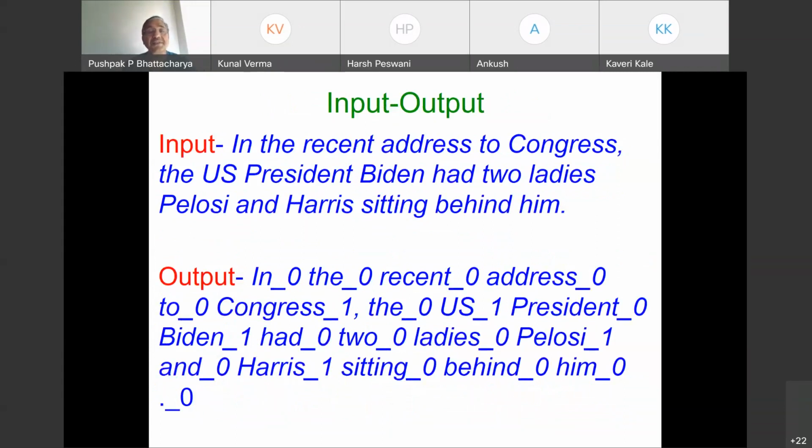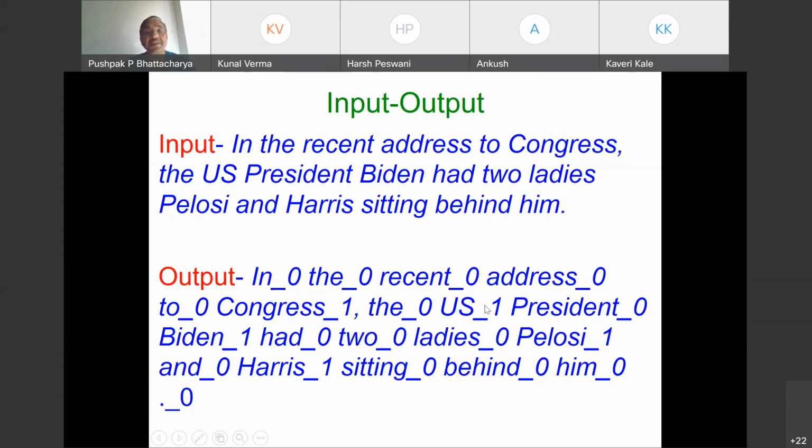So to concretize the situation a little more, if the input is: in the recent address to Congress, the US President Biden had two ladies, Pelosi and Harris, sitting behind him. So this example was created when these US elections were going on, and the president and vice president were elected already. So the output would be: in is 0, the is 0, recent is 0, address is 0, to is 0, Congress is 1, because this is the name of the party.